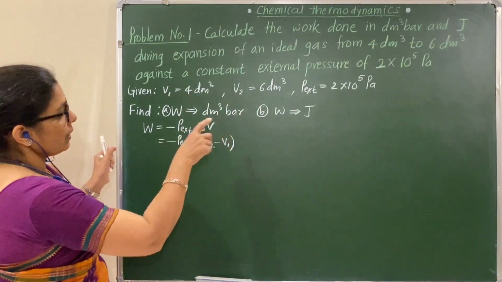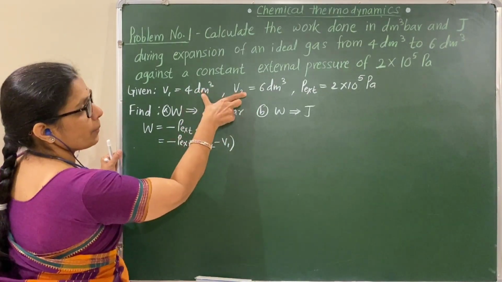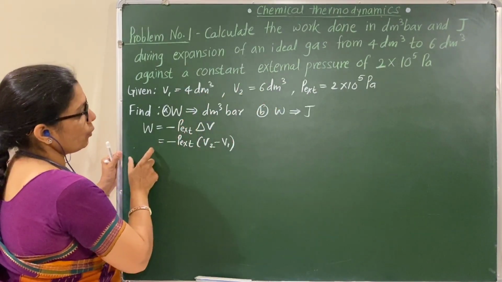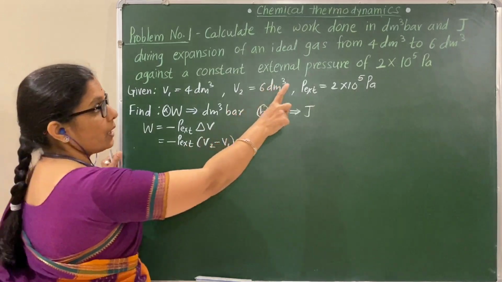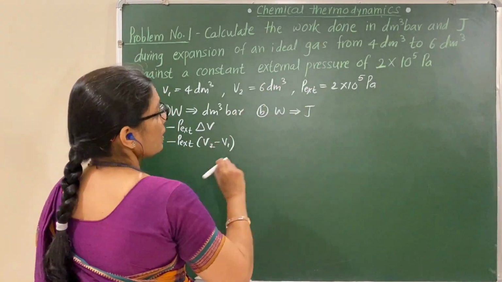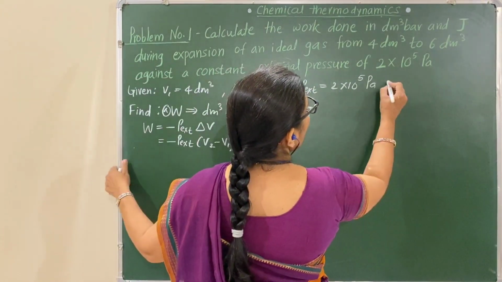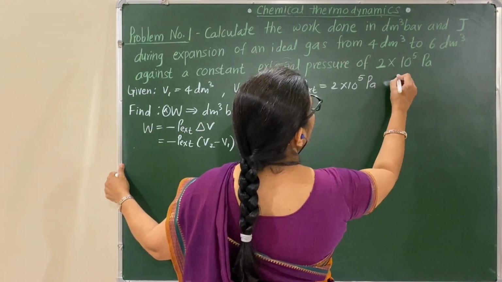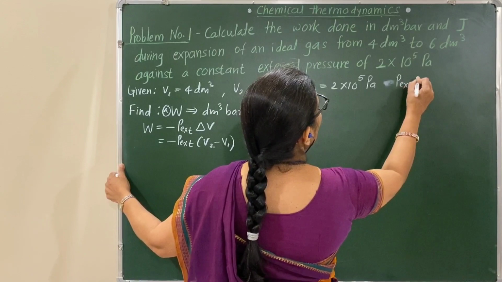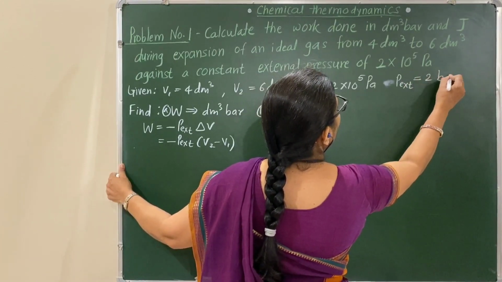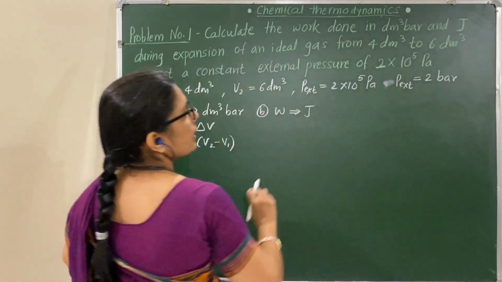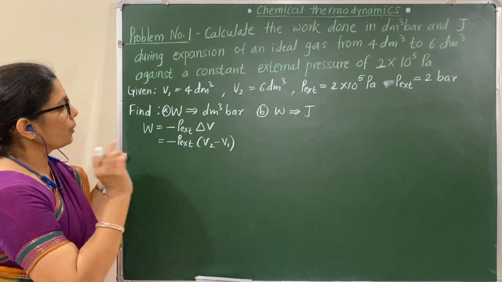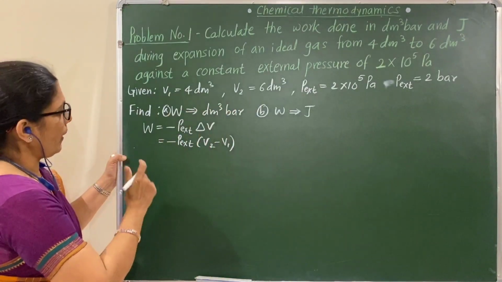Now see here, volume is in dm cube, and we require work in dm cube bar. Therefore, this pressure must be in bar. Therefore, P external is equal to 2 bar. Okay. 1 bar is equal to 10 raised to 5 Pascal. You know that one. Now substitute the values.